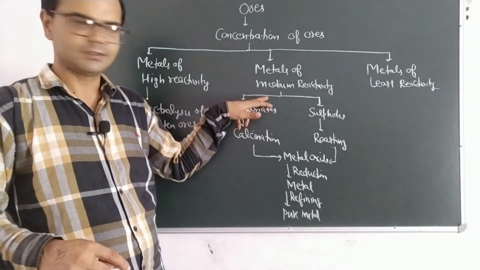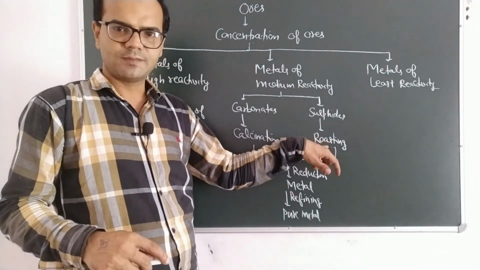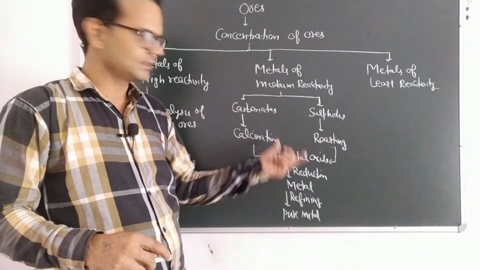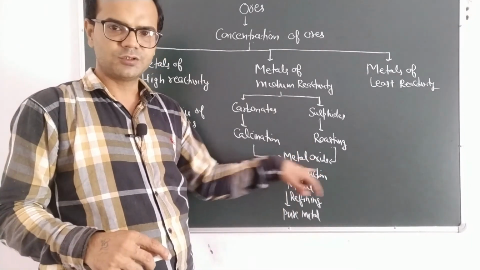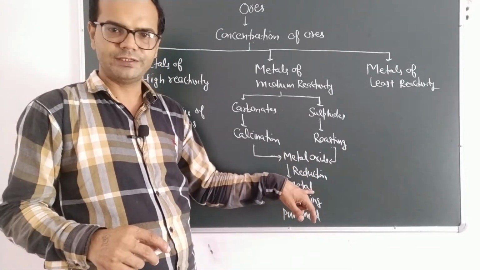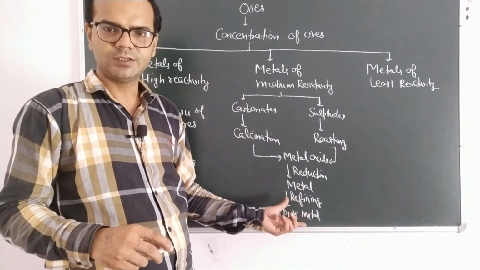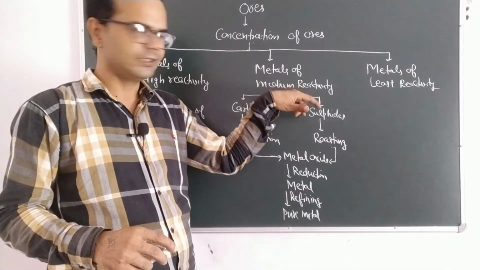So the sequence is concentration of ores. If carbonate ores, then calcination is applied. If sulfide ores, then roasting is applied. The end product of both processes is metal oxide. Metal oxide is further reduced to metal by using a suitable reducing agent. If there is still any impurity, it is sent to refining. Then we will get a pure metal. This is the extraction of metals of medium reactivity.